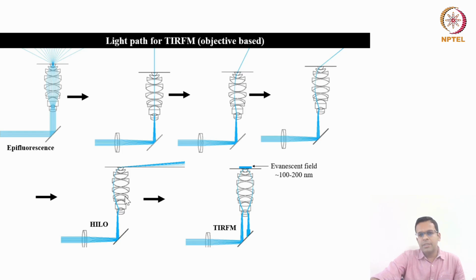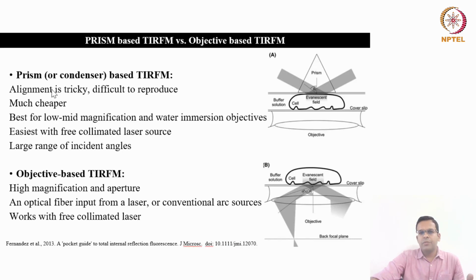Let me tell you that this TIRF illumination can be achieved in two ways. One is the prism based TIRF, and the other is the objective based TIRF. Most of the advanced microscopy techniques use objective based TIRF, but there are ways you can use prism based TIRF also. For prism based TIRF, the alignment is a little tricky and difficult to reproduce. It is much cheaper, whereas objective based TIRF is a little expensive, but it works better with high magnification and high numerical aperture objective lenses. So in most advanced microscopy techniques, objective based TIRF is preferred.